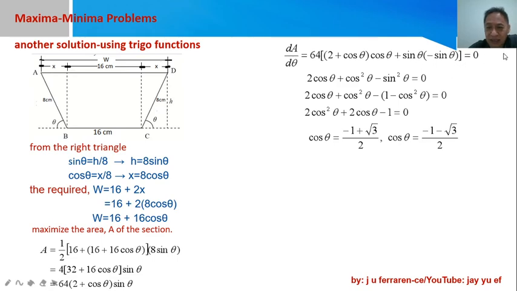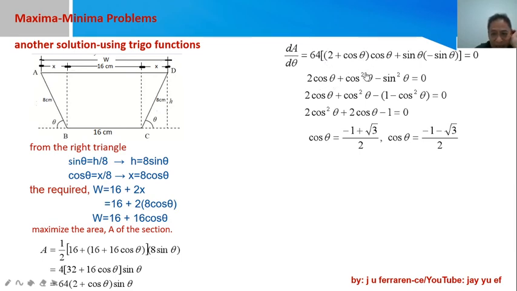Equate this to 0. I remove my 64 because if I'm going to divide with 64, then that is already out. That is if the common factor here is a constant. Now, if the common factor involves a variable, never divide with that common factor, or else you are eliminating some roots of your equation. So you can only divide or remove the common factor when it is a pure constant. Okay? So what is left here is 2 cosine theta.